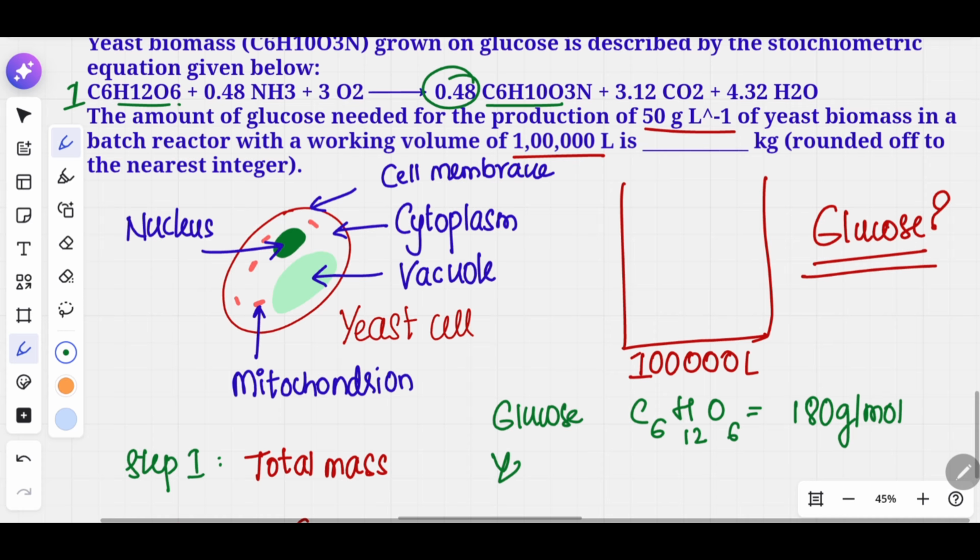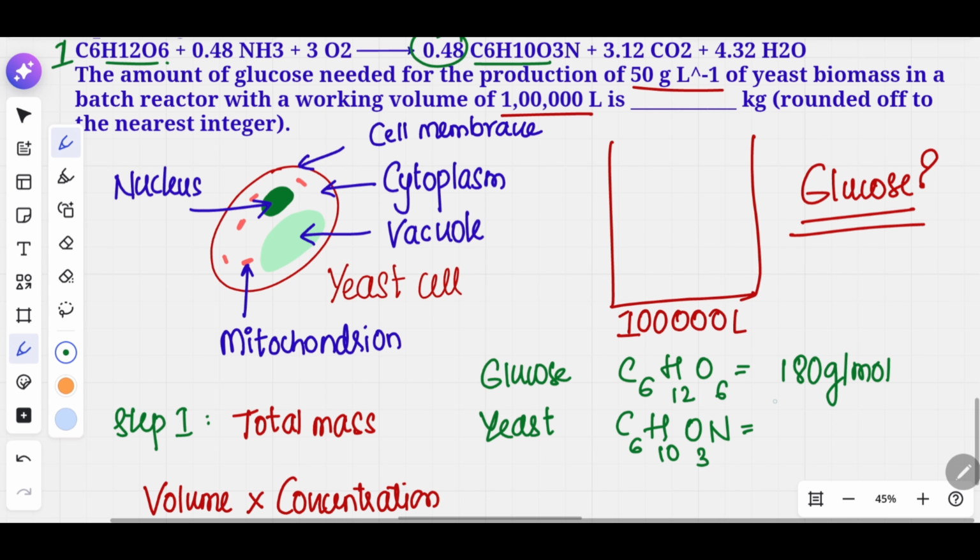Next we have yeast. Yeast is C6H10O3N, where N is 1. So this is about 130 grams per mole. Keep those numbers in your pocket. We are going to need them in a second.